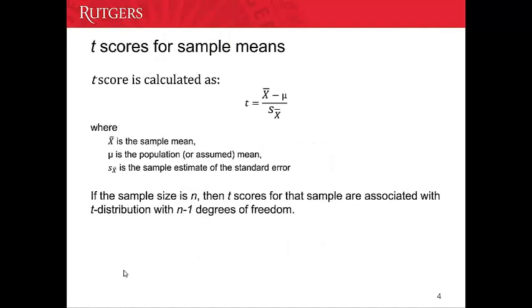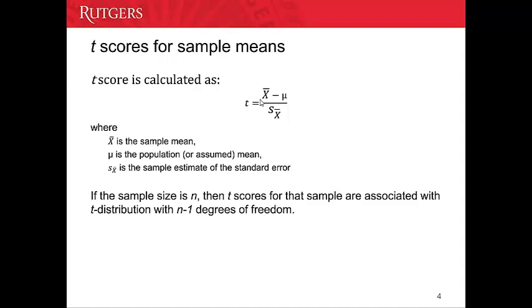We generate the t-score for the sample mean. The t-score can be calculated as the difference between the sample mean and the population mean divided by the sample estimate of standard error. The t-score is related to the t-distribution.